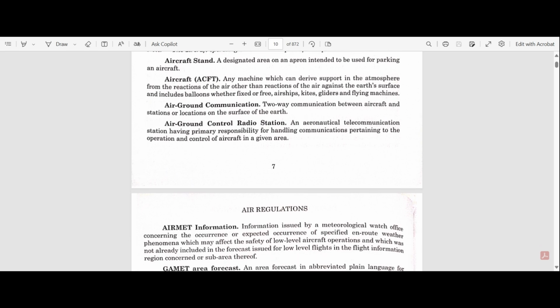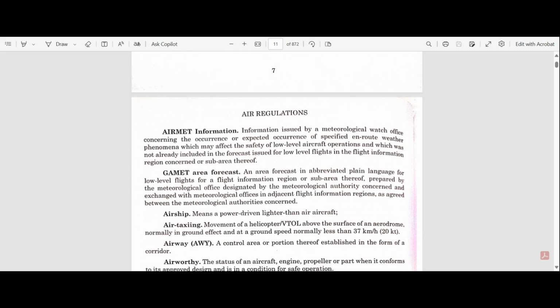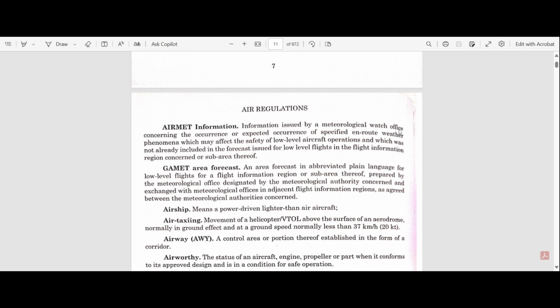Aircraft stand, it is basically a certified or designated space on an apron which is used to park an aircraft. The next we need to learn is air met information, again part of meteorology. And also it will be in the chapter of aeronautical information services, so we'll discuss it there.